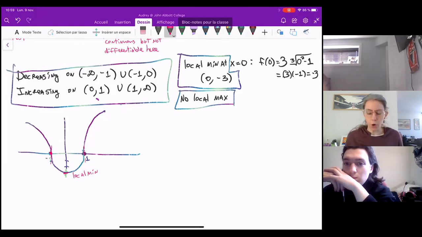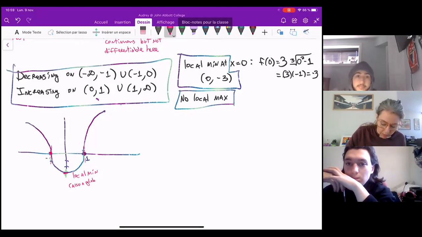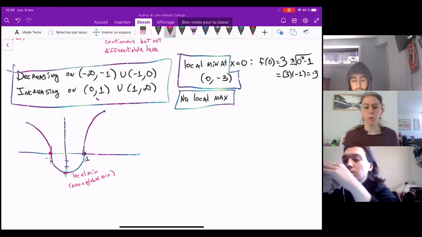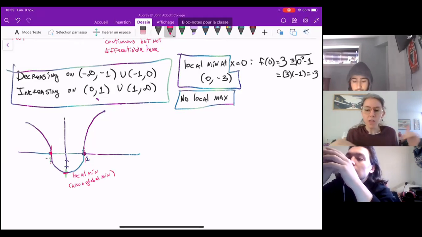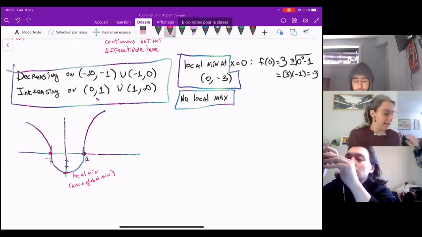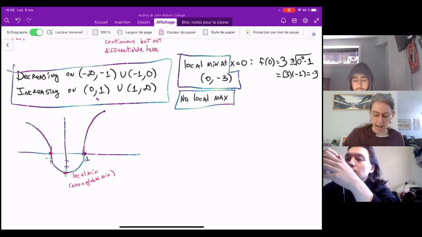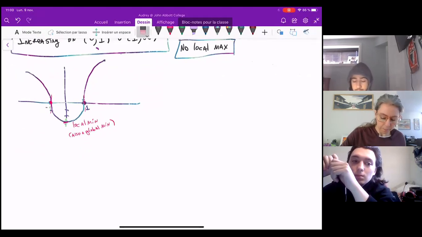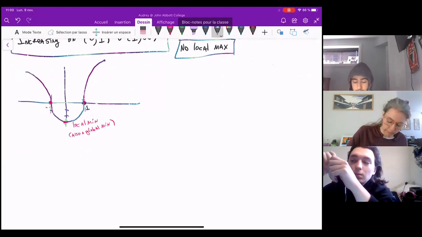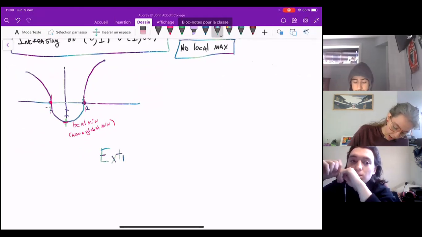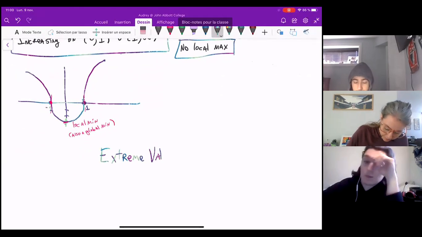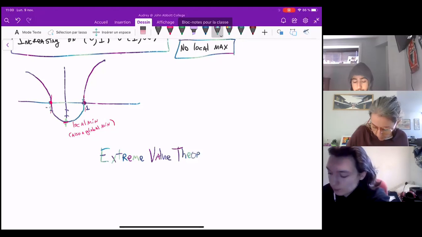Okay, so that said, we can see from this graph that that local min is also a global min. And last class we saw what global min and global max are, when it's lower than anywhere or higher than anywhere. And the next thing we're going to look at today is really going to have us thinking about that. It's called the extreme value theorem. And the extreme value theorem is a theorem that tells us how to find global min and max on closed intervals.